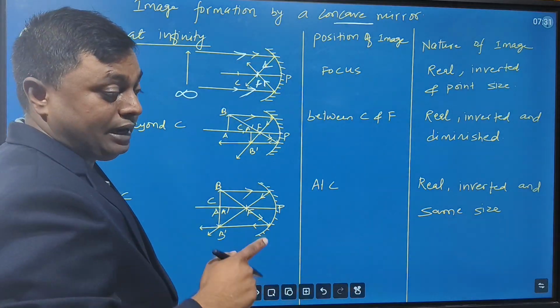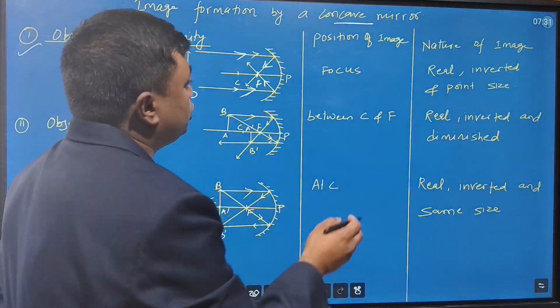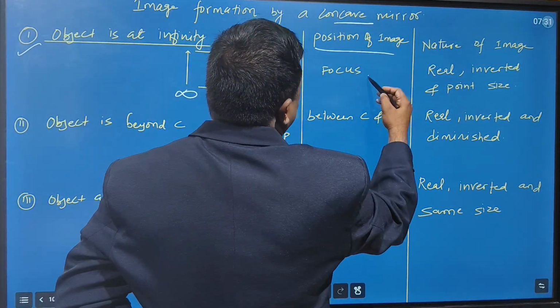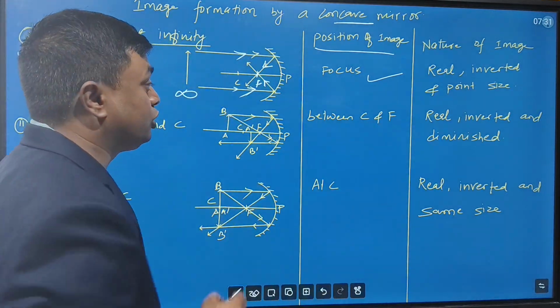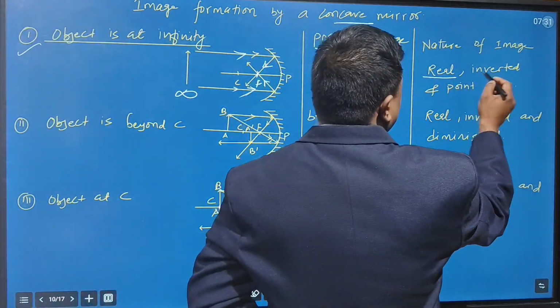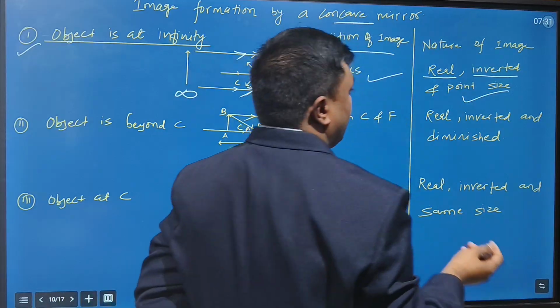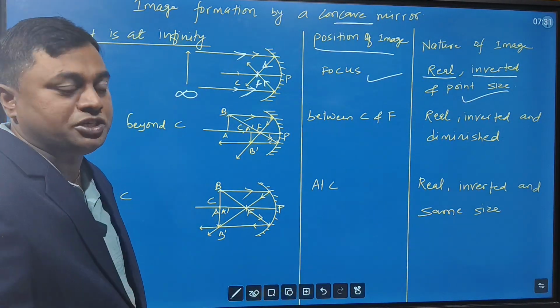So you know when the light rays are meeting, only then is the image formed. So what is the position of the image? Position of the image is at the focus. And how is the nature of the image? Obviously, it is real, inverted and point size. Also we can say highly diminished.